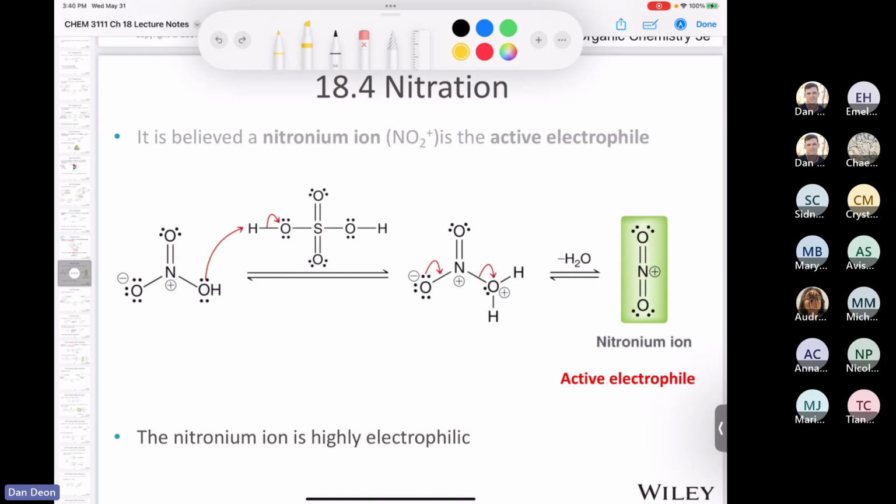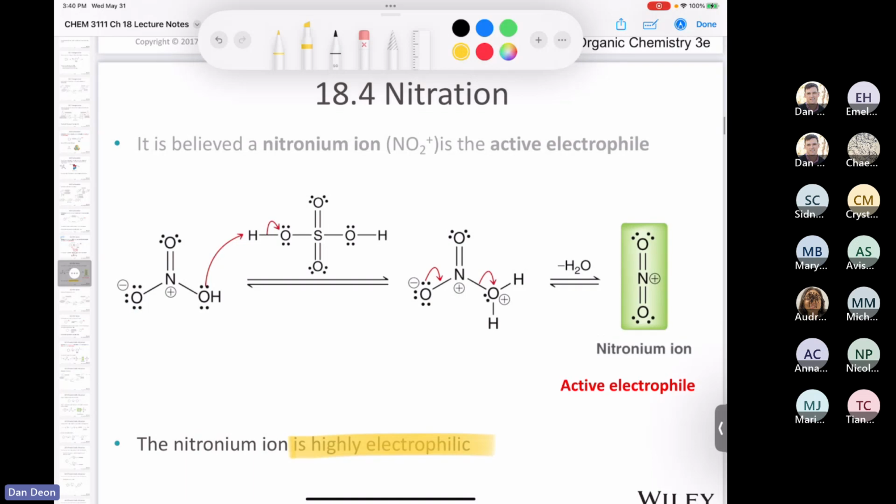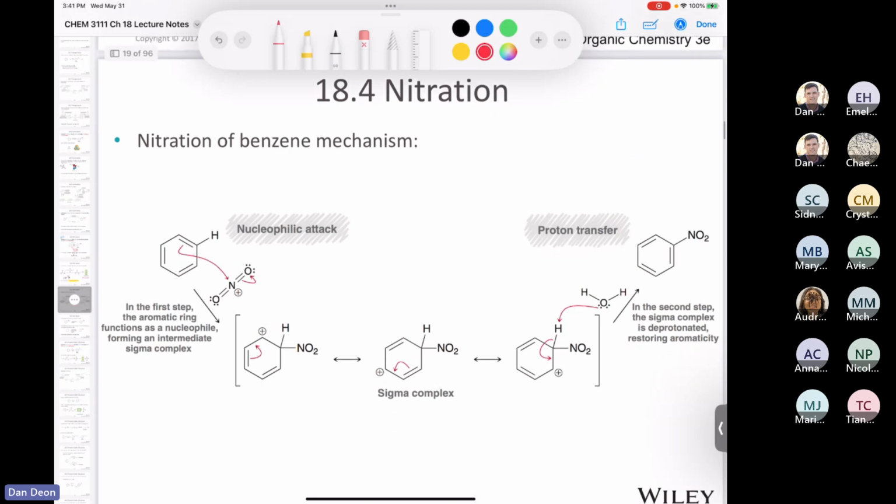And it says here, the nitronium ion is highly electrophilic. So what does that mean? It means if you put the nitronium ion in the presence of an aromatic ring, this thing is so positively charged that the aromatic ring is going to be like, hello, and attack it as a nucleophile. That would be the first step of the substitution mechanism, which is shown here. So step 1 is the nucleophilic attack. What do we get? A sigma complex.